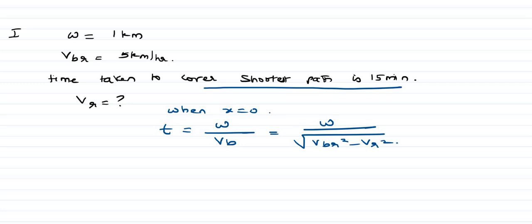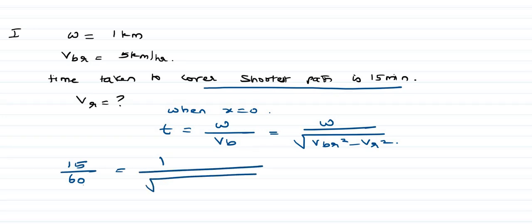So now width is given, time is given, so I can substitute it. Time taken is 15 minutes. I can convert 15 minutes into hour: if I have to convert into hour, I need to divide by 60. So 15 by 60 hour will be equal to what? Width of the river, 1 kilometer, divided by the square root of 5 square minus VR square. I don't know the value of VR, I am going to substitute. Clear?